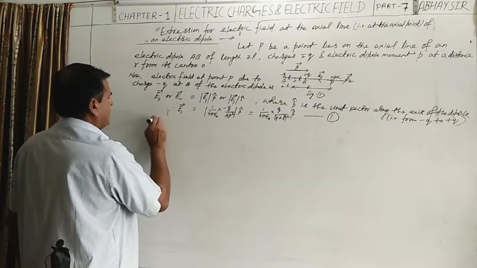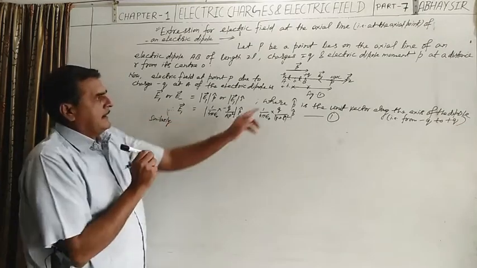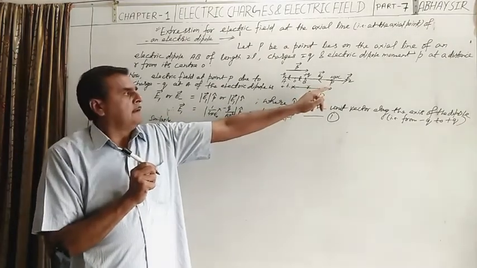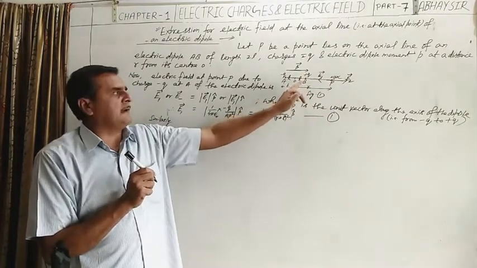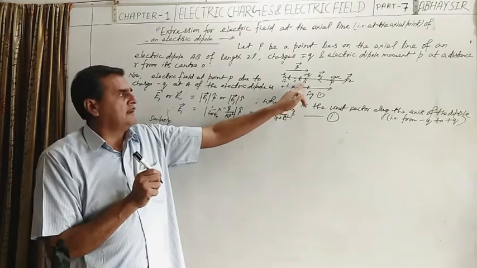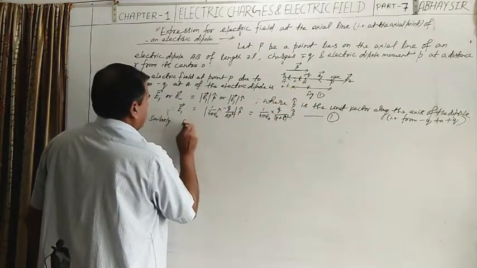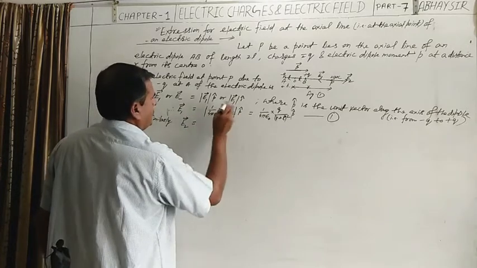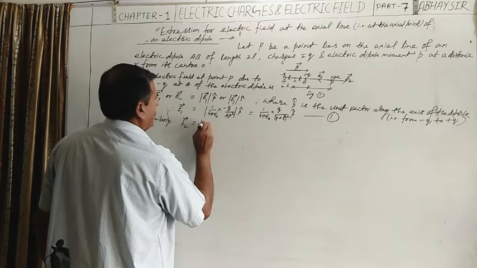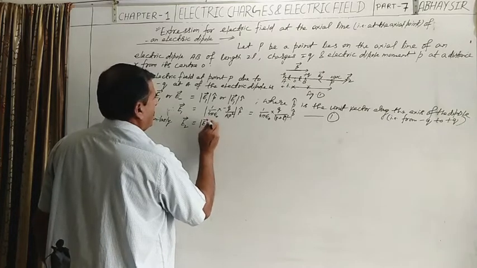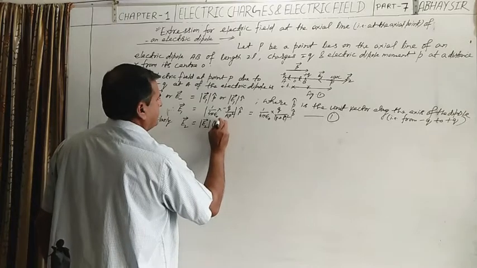Similarly, we can write the electric field intensity at the axial point P due to charge plus q placed at point B of the electric dipole, which is given by E2 vector equals mod of E2, minus P cap.